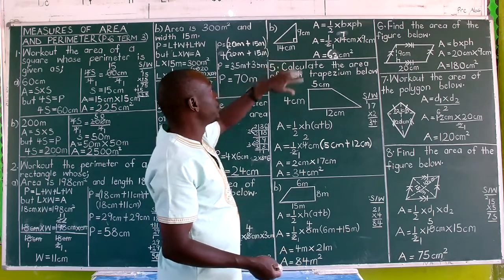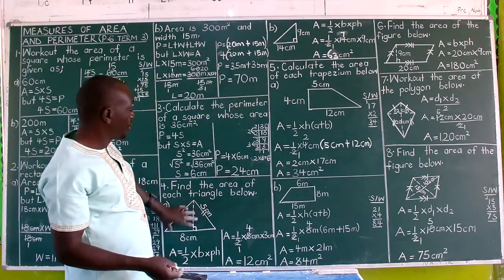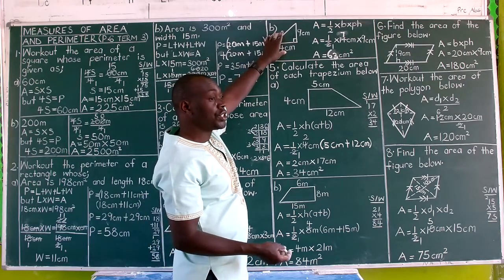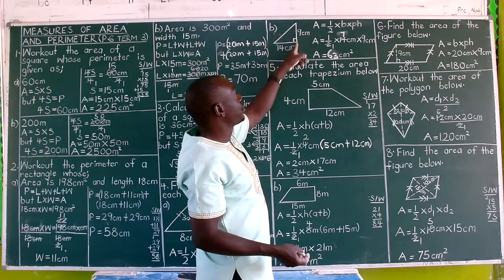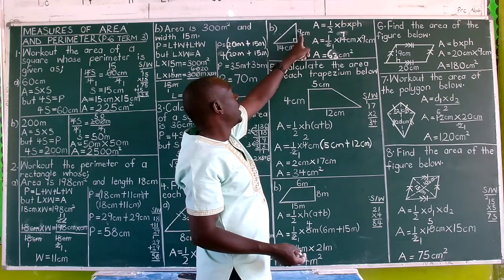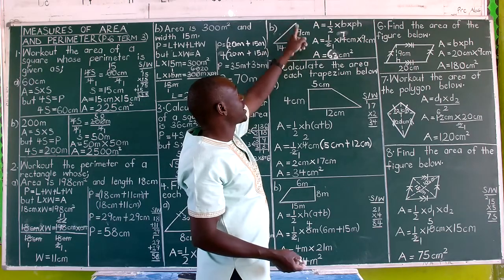Then we go to finding the area of this triangle. So this is an isosceles triangle. This is the right angle. So it has got a base of 14 centimeters and a perpendicular height of 9 centimeters. Even if you write something here, we don't use it. We use the base and the perpendicular height.